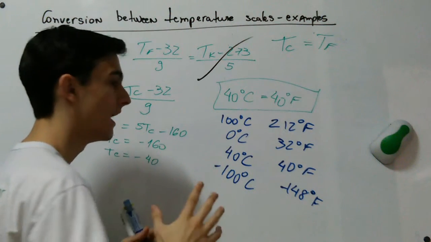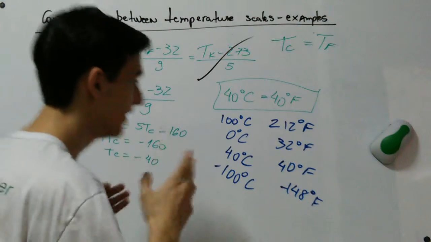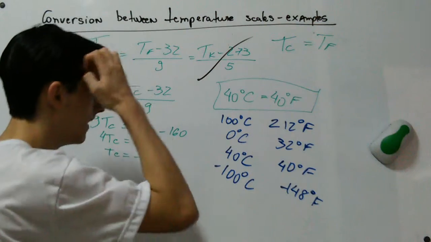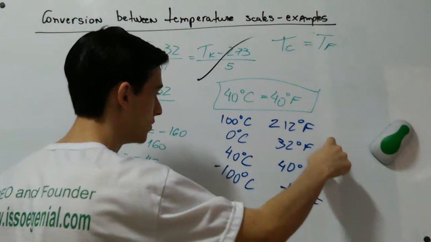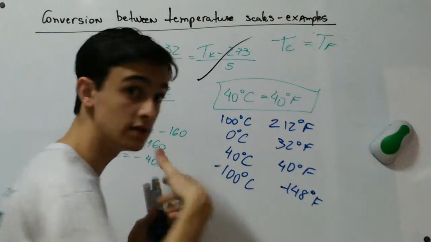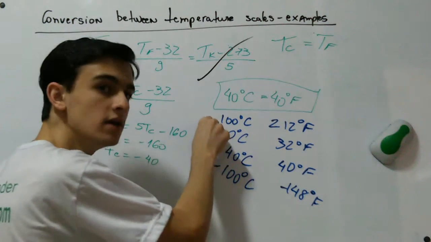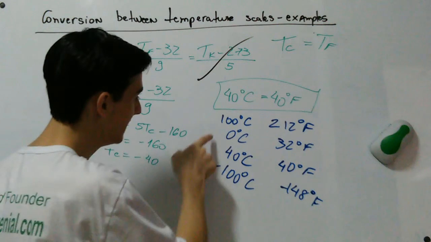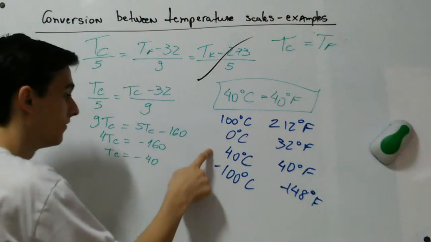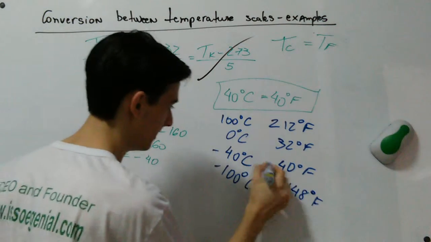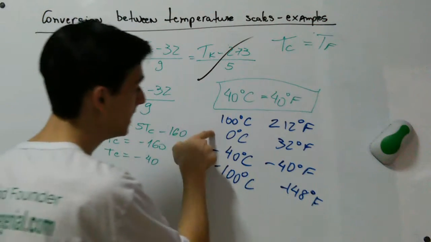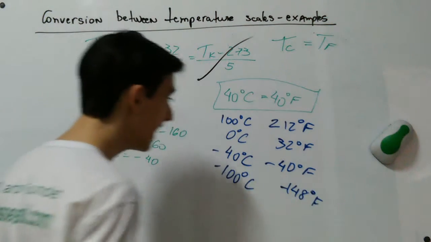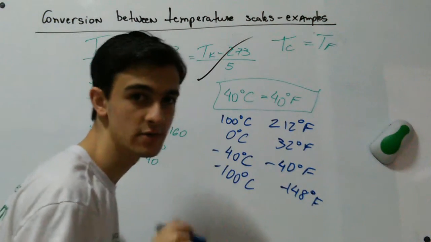So you can think that way, that the Fahrenheit scale is moving faster than the Celsius scale. When it's 100, it's 212. When 0, it's already 32. This changed only 100. Just this changed 180. So when the Celsius scale moved 40 degrees Celsius, the Fahrenheit scale moved 72 degrees Fahrenheit.